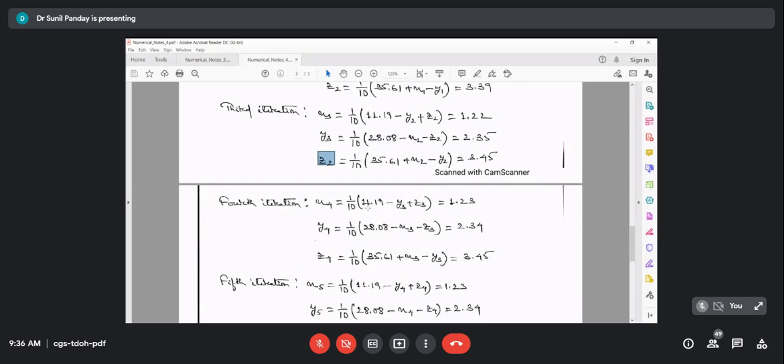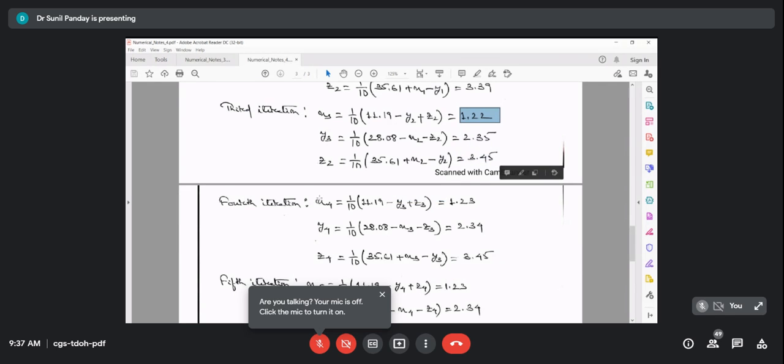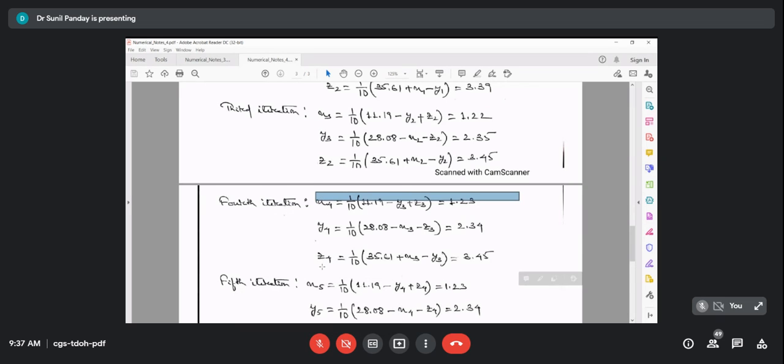Now in the fourth iteration again we do the same thing. In x4, on the right, y2 and z2 are replaced by y3 z3. Similarly in y4, x2 and z2 are replaced by x3 z3, and in z4, x2 and y2 are replaced by x3 y3. These x3 y3 z3 we use from the previous step and substitute here, and we'll get the updated values of x4, y4, z4.